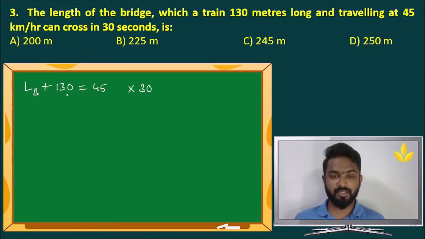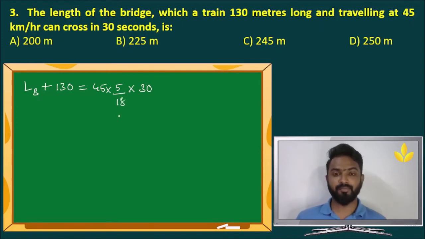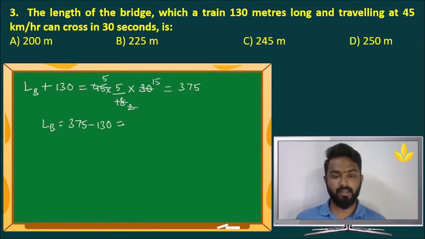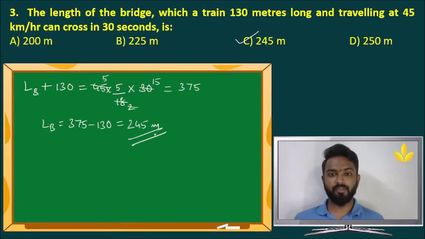Now again there is a mismatch of units. This is in meters, this is in seconds, this is in kilometer per hour. All the options are in meters. So let's convert kilometer per hour to meter per second. We are going from big to small, so let's multiply by 5 by 18. Now 9 5s are 45, 9 2s are 18, 2 15s are 30. So 25 into 15 is nothing but 375. So the length of the bridge is nothing but 375 minus 130, that is equal to 245 meters. Answer is C, 245 meters. Alright, that's it. Let's move on.